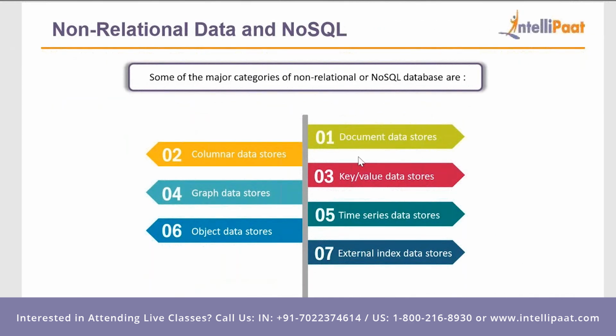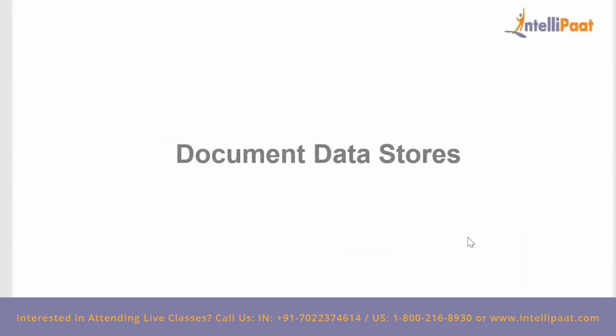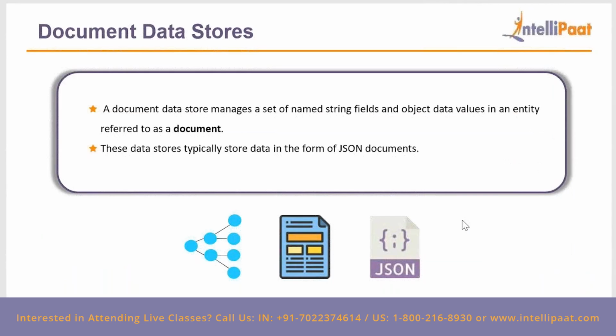First we have your document data stores. Then you have your columnar data stores, key value data stores, graph data stores, time series data stores, object data stores, and external index data stores. These are the 7 different types of non-relational databases which are available. We'll start with document data stores. What is a document data store?